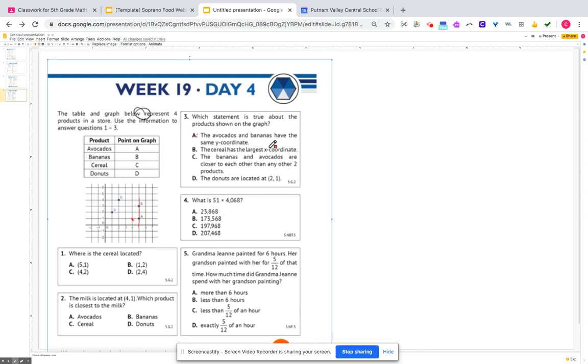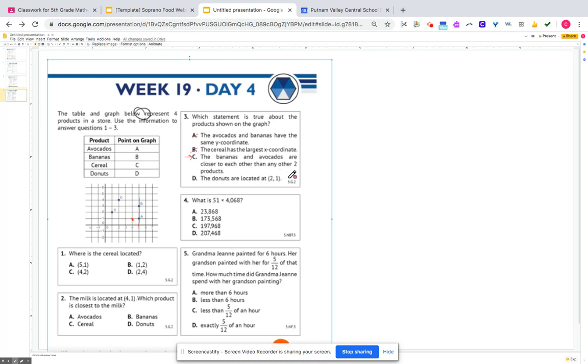The cereal has the largest x coordinate. No, we just said that they're both the same. Actually, wait a minute. C has the largest x coordinate. Nope. That has an x coordinate of 2. The bananas and avocados are closer to each other than any other 2 products. Well, they're 1, 2 units away. If we look at C and D, they look pretty close too, but they're actually 1, 2, 3 units away. So this one might be true. We're going to have to come back to that.